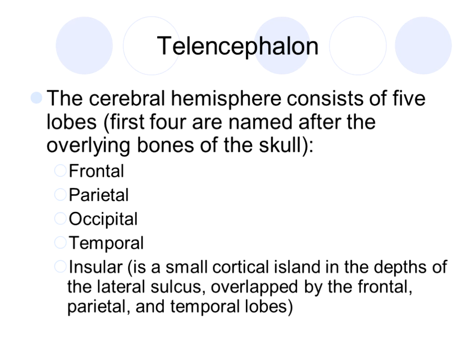Okay. Now, the cerebral hemispheres consist of 5 lobes, 4 of which are named after the overlying bones of the skull. So we have the frontal lobe, the parietal lobe, the occipital lobe, and the temporal lobe. And the other lobe that you don't think about is called the insula. The insula is really a small little island that's very deep below the lateral sulcus, and it's overlapped by the frontal, parietal, and temporal lobes.